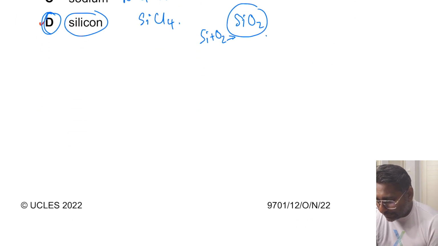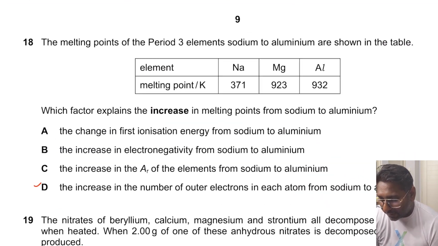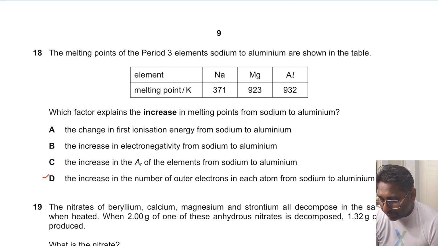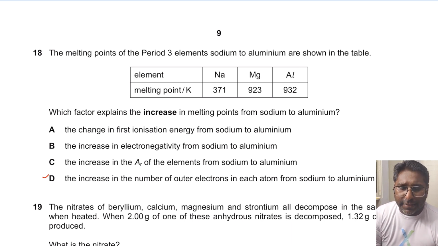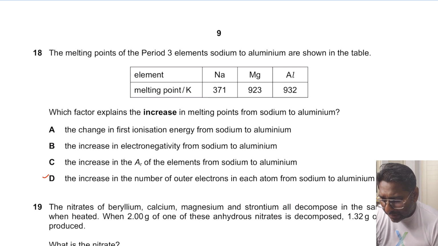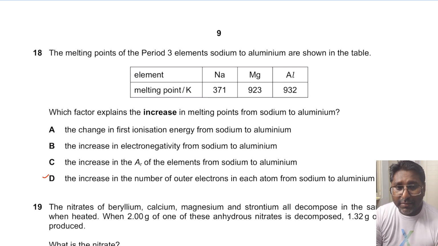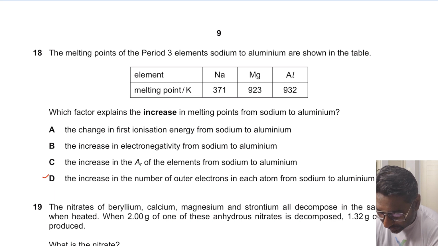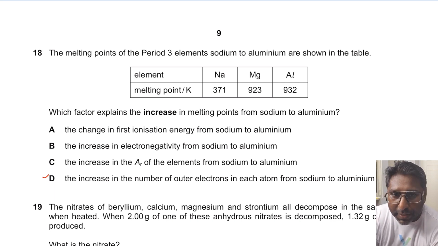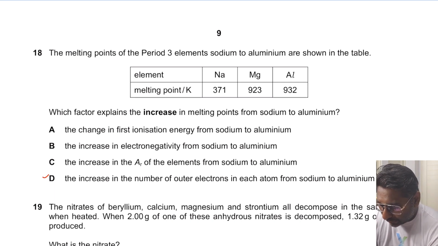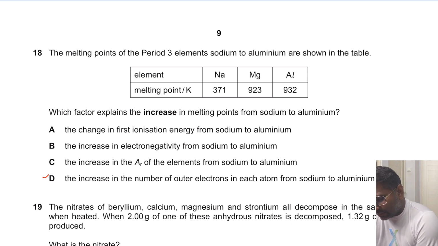Now 18, the melting points, okay, sodium to aluminium. So when we look into melting point, so sodium, magnesium, aluminium, melting point in this case is the bonding between the atoms, okay, and so on. So in this case, sodium to aluminium, they are giant metallic lattice, sorry, yeah, giant metallic lattice. So basically they have metallic bonding. So if they have metallic bonding, so it has to do with the sodium ion.